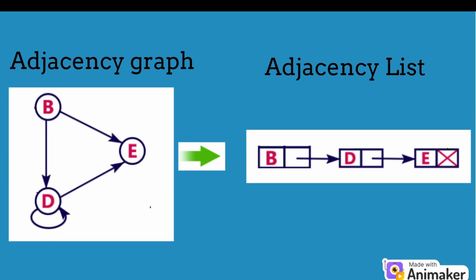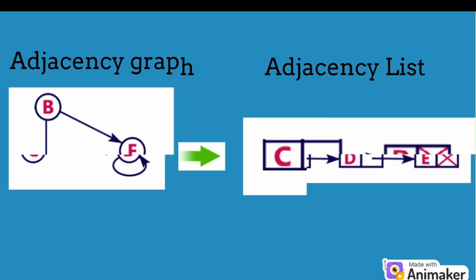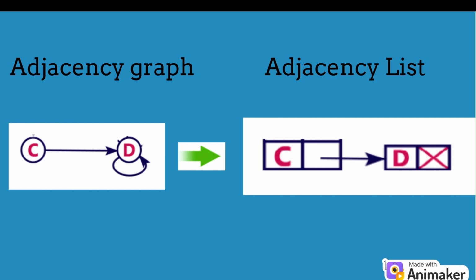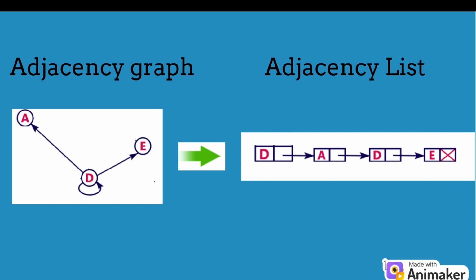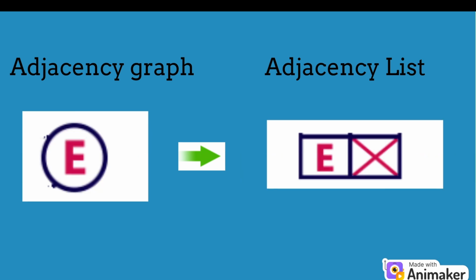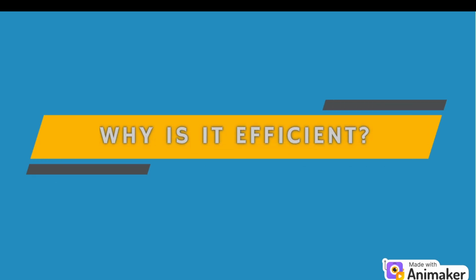node C. Here we can see how node B is connected to node D and E. Here we can see how node C is connected to node D. The second block of node D is empty because there is no node connected to it. Here we can see how node D is connected to node A, node E and itself. Here we can see node E is connected to no other nodes. The address space of node E is empty.